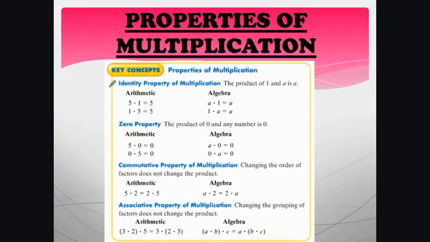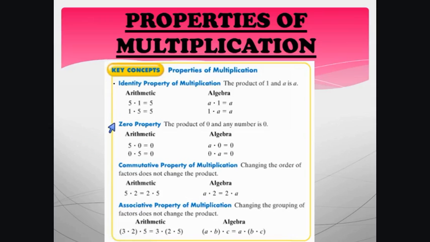The first of which is the identity property of multiplication, which states that any number times 1 is itself. So here we have an example. 5 times 1 equals 5. Or any number for that matter, no matter how big or small it is. 25 times 1 equals 25. 363 times 1 equals 363, and so on and so forth. So the identity property of multiplication states that any number multiplied by 1 is itself.